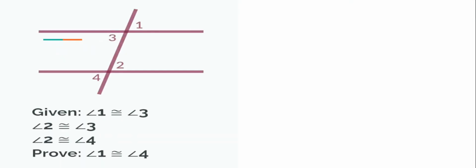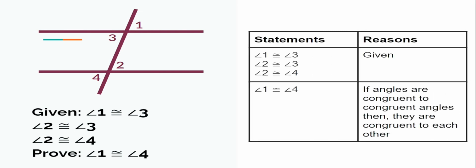Now we're going to do a proof using one of the three properties that we just discussed. Here we have parallel lines with a transversal. Given that angle 1 is congruent to angle 3, angle 2 is congruent to angle 3, and angle 2 is congruent to angle 4, they have asked us to prove that angle 1 is equal to angle 4. So our first statement would use all the givens, and the reason would be that it's given.